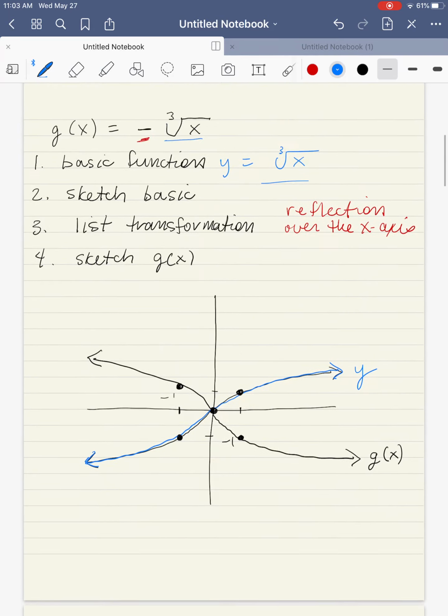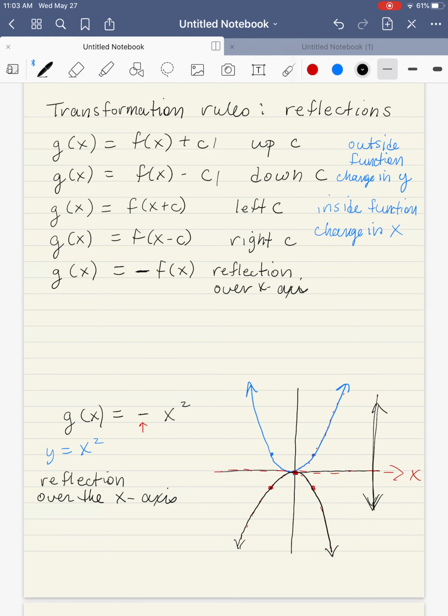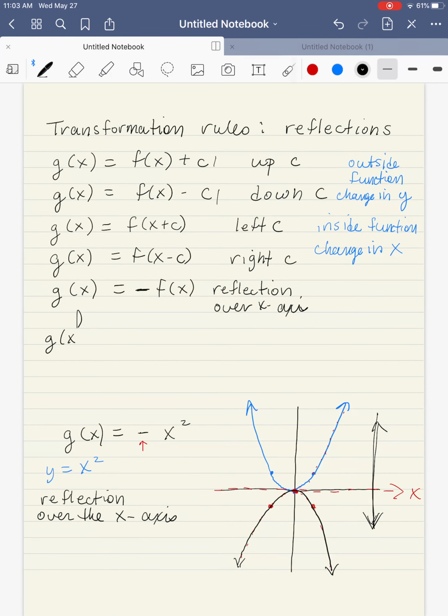Let's look at what happens if my function g of x is f of negative x.